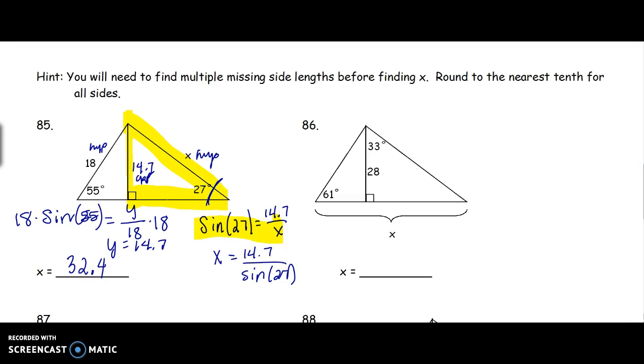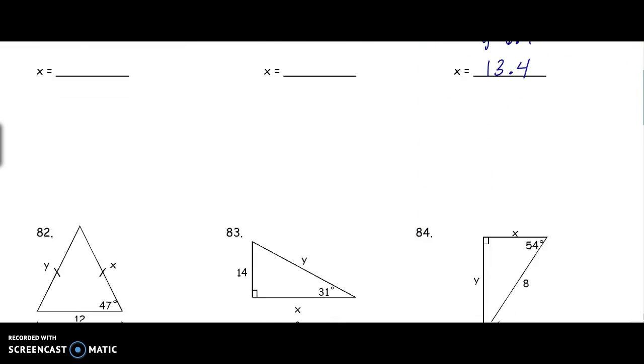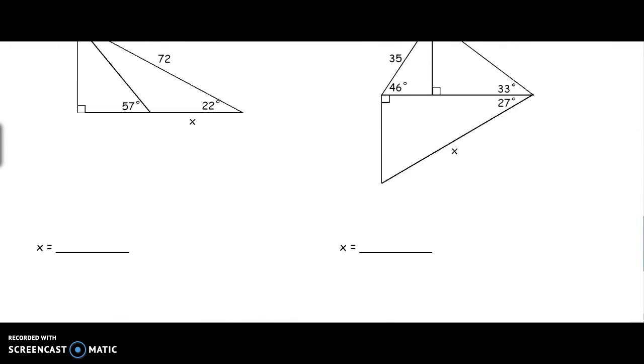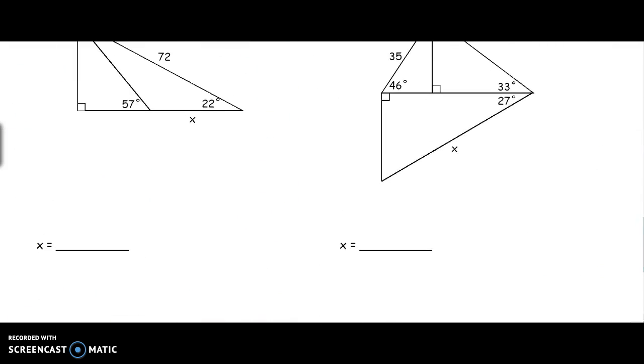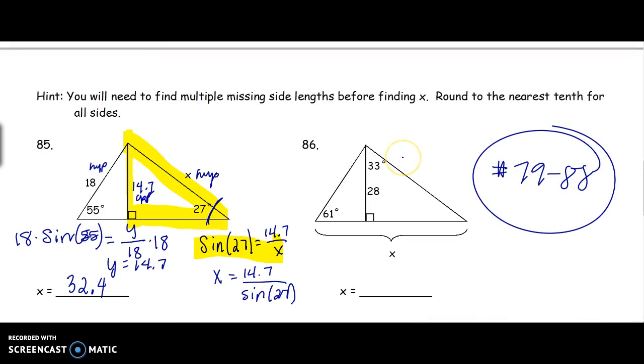Your homework today is going to be numbers 79 through 88. Okay, so go ahead and start your homework, number 79 through 88. I'll be going over all questions tomorrow.